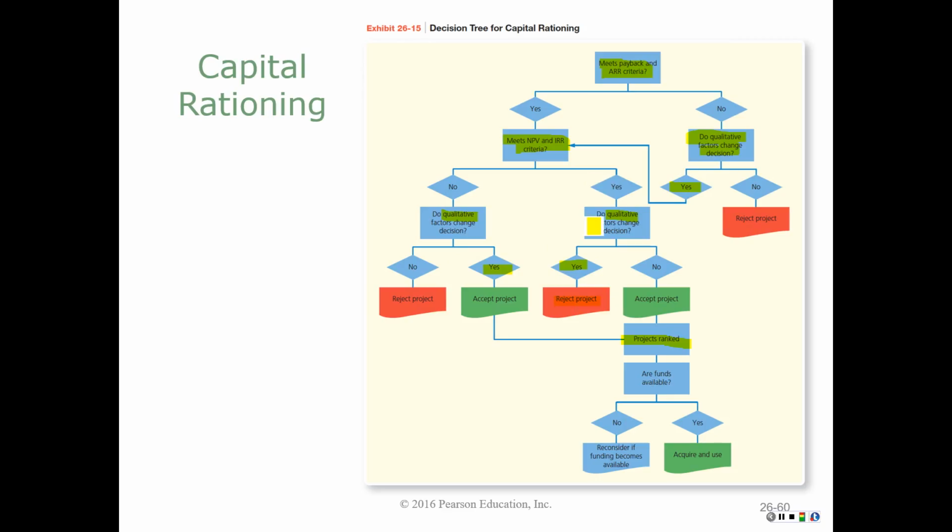Okay, so we're not finished. It's not certain that we would pursue a project just because it does meet the net present value and internal rate of return criteria. But if it does, and the qualitative factors are there, and they would not change our mind, then let's move ahead. And we can rank the projects now. The ones that have made it through our list, we can rank them.